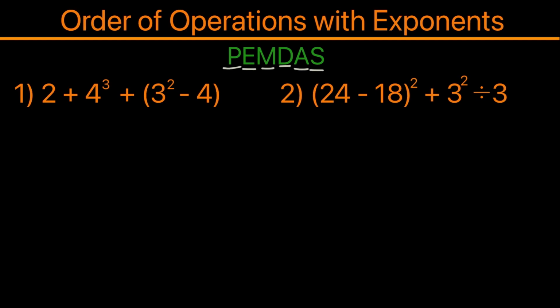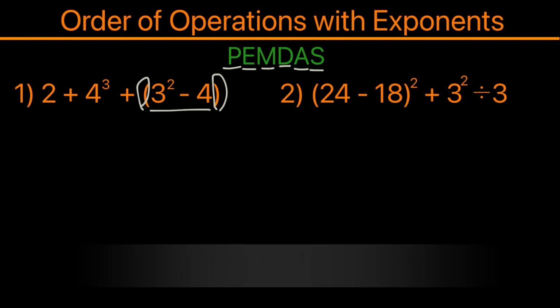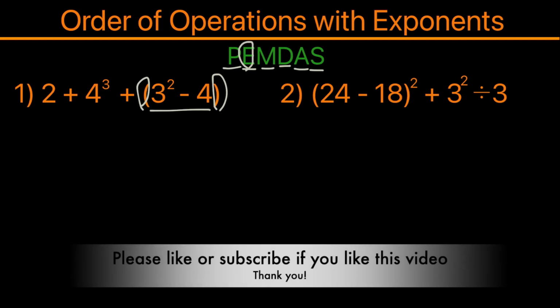So for the first example, we can see that there are parentheses here. So that means that we need to handle the expressions that are within the parentheses first. So we're gonna handle this portion first, and we see that it's a 3 squared minus 4. And if we were to look at the PEMDAS again, the second priority is E with exponent. And we have exponent here, so we're gonna handle that first. And the 3 squared equals 9, then minus 4.